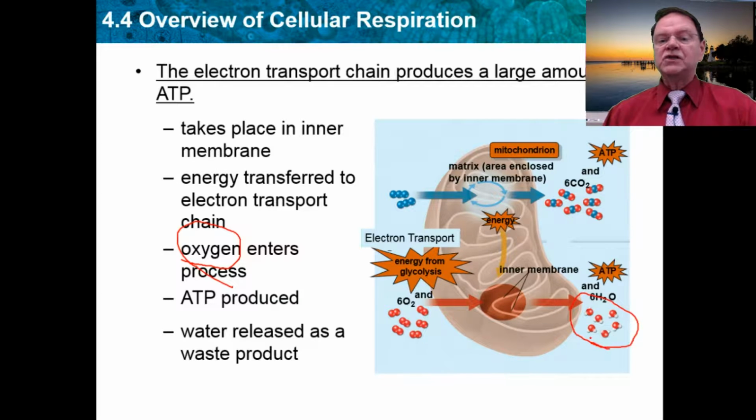And so because oxygen is available during the electron transport chain, those other molecules, NADH, FADH2, carrying a large amount of hydrogen ions, are going to combine with oxygen to produce water. But in the process, we're going to have 34 or more ATP than we had from glycolysis and the Krebs cycle. So at the end of the day, we're ending up with 38 ATP because oxygen is available.